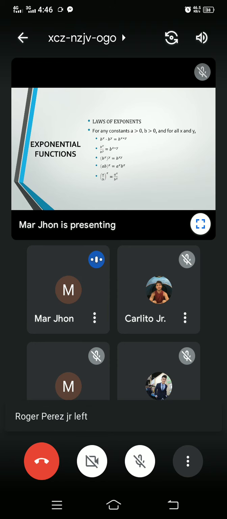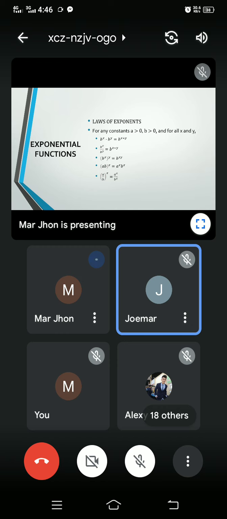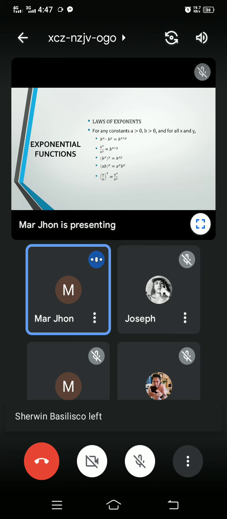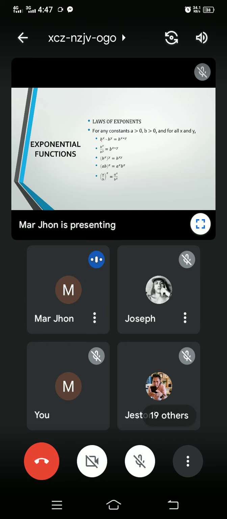Sa law of exponents, di ba? Familiar kayo. For example, pareho og base: b to the power of x times b to the power of y. Pareho og base which is b, then exponent lang ang lahi. So is equal to b to the power of x plus y. So i-add na nimo ang exponent. If the division, mahimo siya i-subtract lang nimo ang exponent.